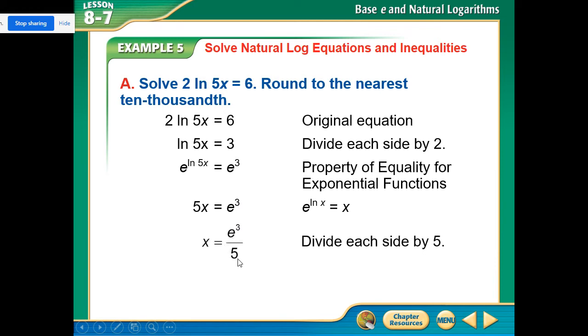And then you're just going to divide by 5. E to the third, again, you can use your calculator. So if you hit second ln, it comes up, and then you do 3. And you divide by 5.